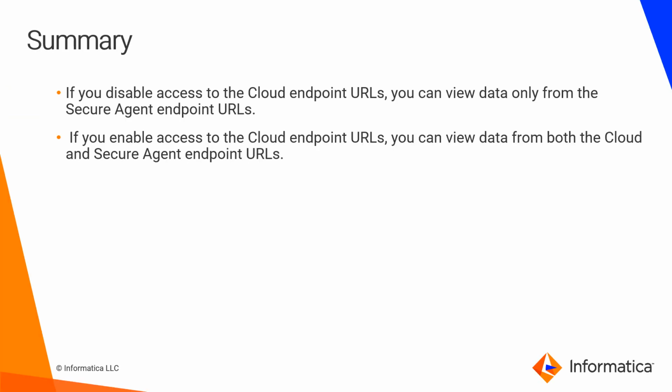To summarize, this video demonstrated that you can disable access to the cloud endpoint URLs for security purposes. If you disable access to the cloud endpoint URLs, you can view data only from the Secure Agent endpoint URLs. If you enable access to the cloud endpoint URLs, you can view data from both the cloud and Secure Agent endpoint URLs.